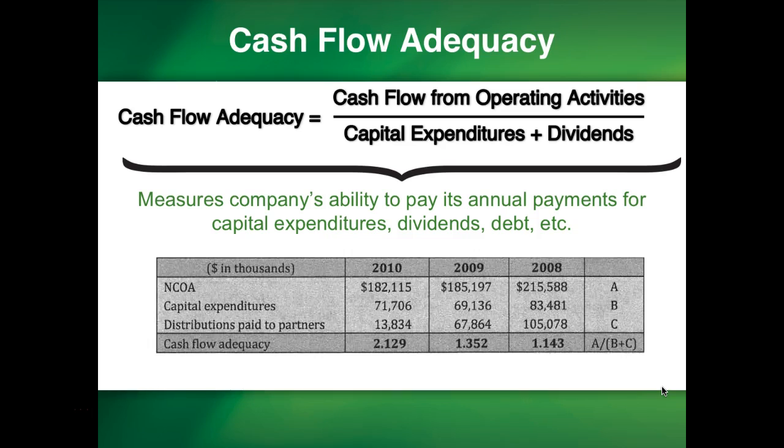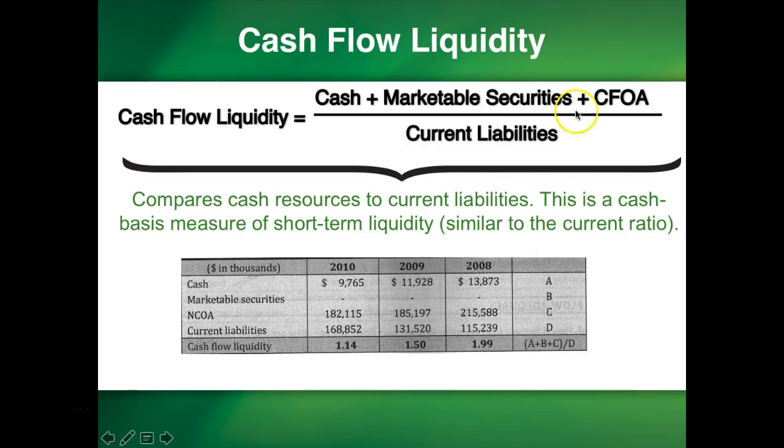Cash flow liquidity equals cash plus marketable securities plus net cash flow from operating activities, and that whole sum is divided by current liabilities. The ratio compares cash resources to current liabilities. This is a cash basis measure of short-term liquidity that is similar to the current ratio. Net cash flow from operating activities is included in the numerator because this is a likely source of cash that will become available to pay current liabilities. Cedar Fair's cash flow liquidity was good all 3 years because it was above 1. However, it dropped significantly in 2010.